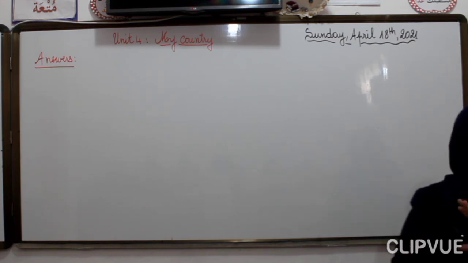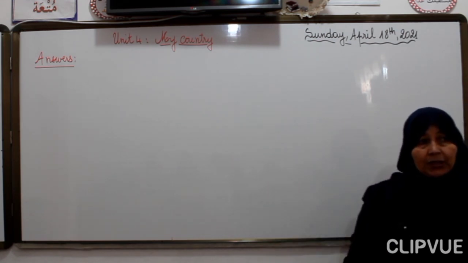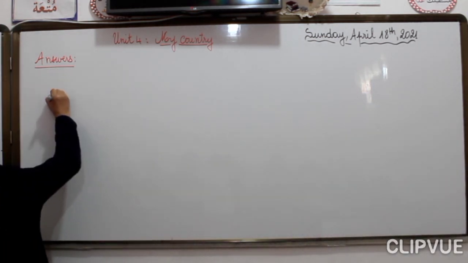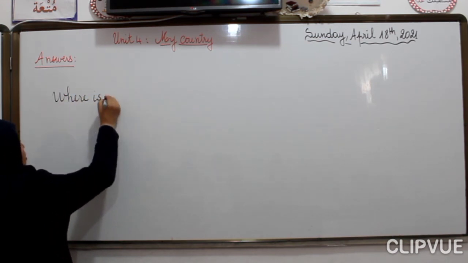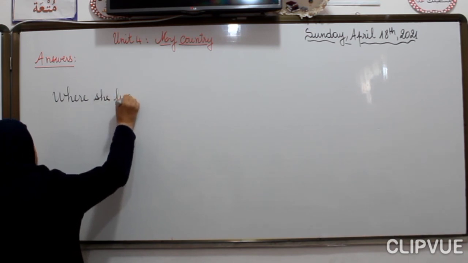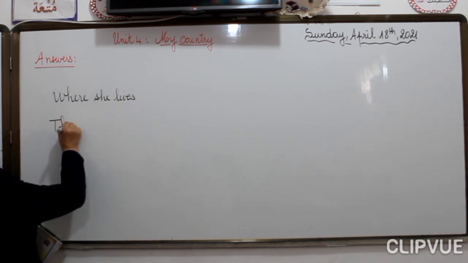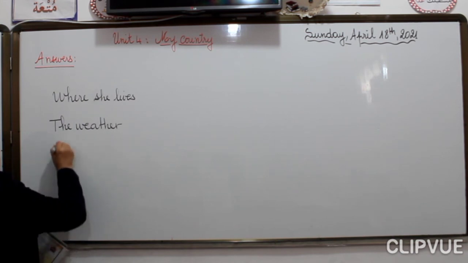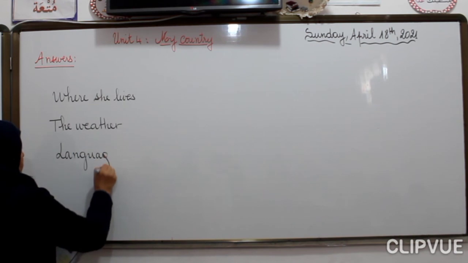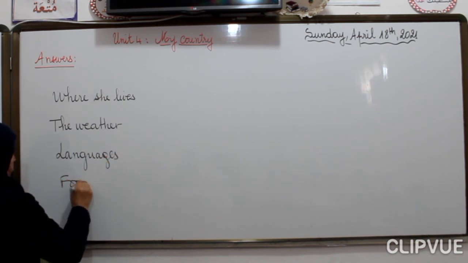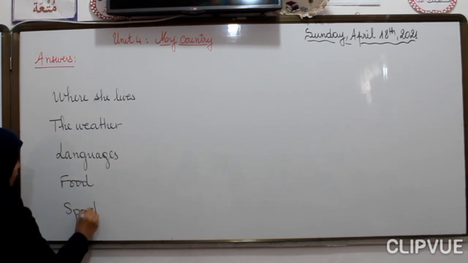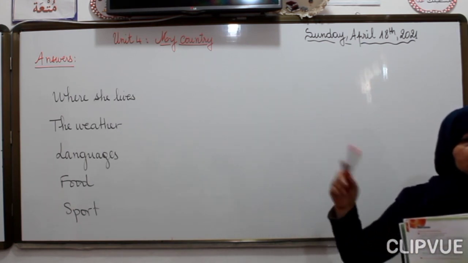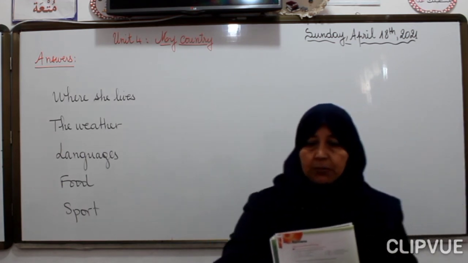Okay, is okay? I'm going to write the ideas on the board. Then one of you is coming to the board. You will listen again and you take the ideas she's talking about. Okay? Where she lives. Is she talking about where she lives? Sorry, where she lives. Or the weather. Languages. Food. Sport. You can come to the board. Okay, baby, come. You take with the red one. You listen again. And you take the ideas she's talking about.